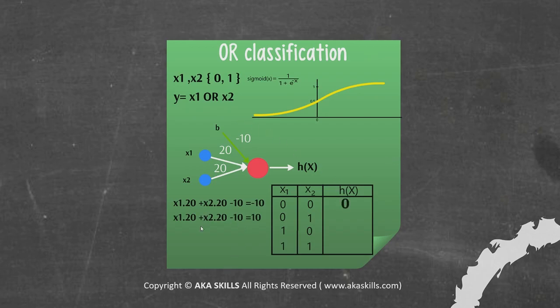And then here is the change. When x2 equals 1, x1 is 0, so we are left with 20 minus 10, that's 10. 10 is way up here, that means it's going to predict 1. And then the same if x1 equals 1 and x2 equals 0. And of course, if x1 and x2 both equal 1, we are going to get 40 minus 10, that's 30. 30 put through the sigmoid function is almost 1. So the prediction is 1.